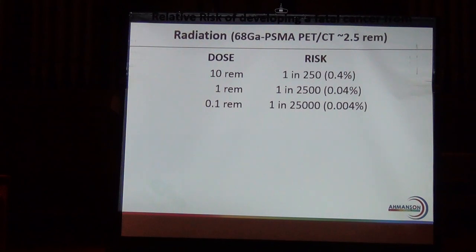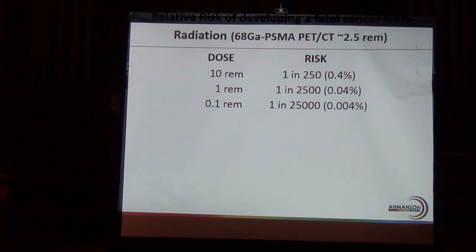So what is the dose that you get from a PET-CT scan? The approximate dose from a PET-CT scan is 2.5 rem. This is just a unit that we use for radiation exposure. And then if you look at the cancer risk per dose, a dose of 10 rem increases the risk of developing a lifetime cancer by 0.4%. 1 rem is 0.04%, and so on.